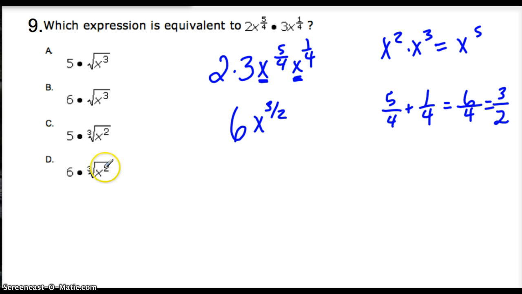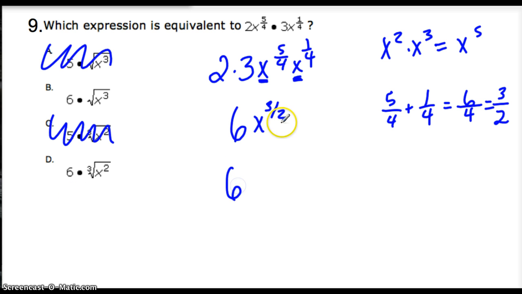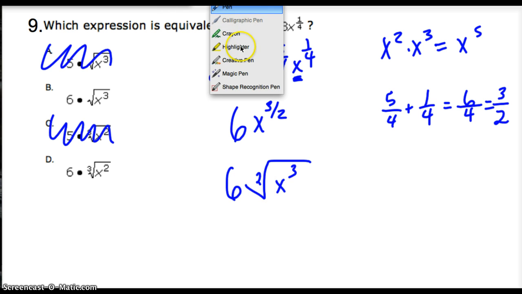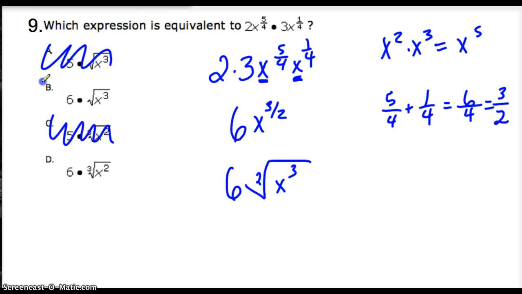But you notice the choices are in radical form here. So I've eliminated A and C because they have 5s. So which one's equivalent to 6x to the 3/2? Well, this is an index of a 2. X to the 3 can go like that. You have to know that the denominator becomes the index. So your answer there will be B. Remember, I don't have to write an index number of a 2.